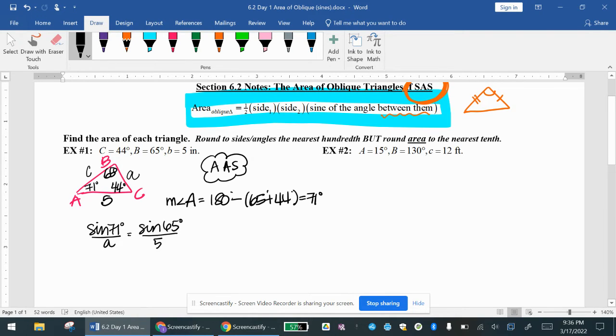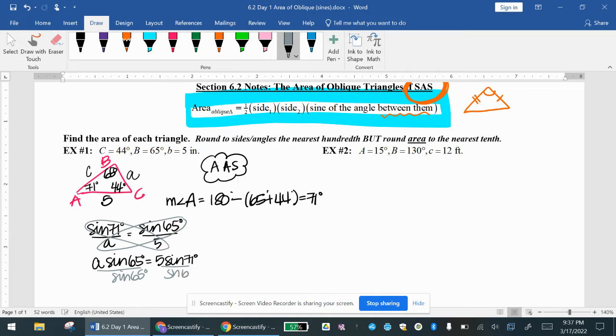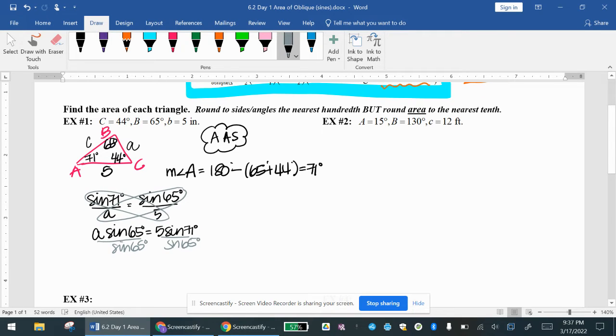Go ahead and solve this. Remember, you want to cross multiply. I like to put the singletons in front of the product when I do each diagonal. So I'm going to put the 5 in front of sine of 71 and the a in front of the sine of 65. Then you divide by sine of 65. Take your time, make sure that you're rounding to the second decimal.